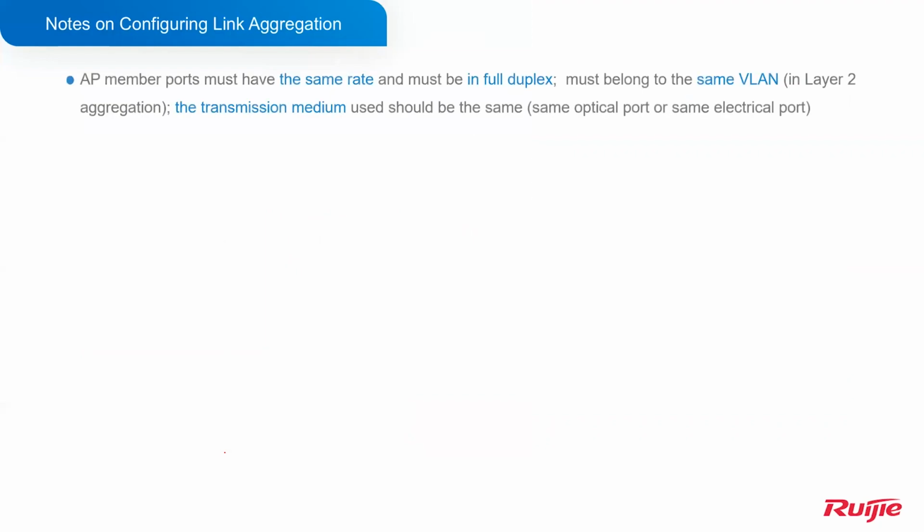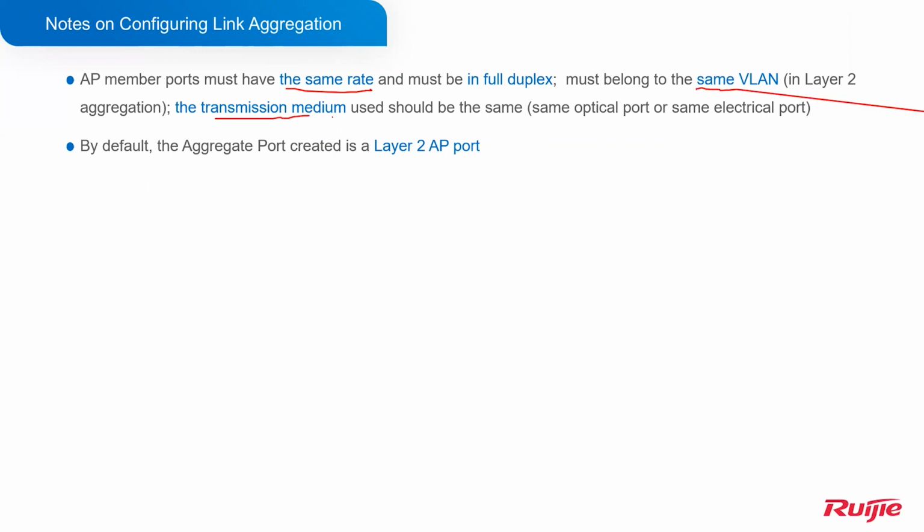Okay, and for configuring the link aggregation, here are some notes. Let's see. The AP member ports must have the same rate and duplex mode. They must belong to the same VLAN. The transmission medium used should be the same. So the rate should be the same, the VLAN should be the same, and the transmission medium should be the same. Only in this way can we put them into the same aggregate port.